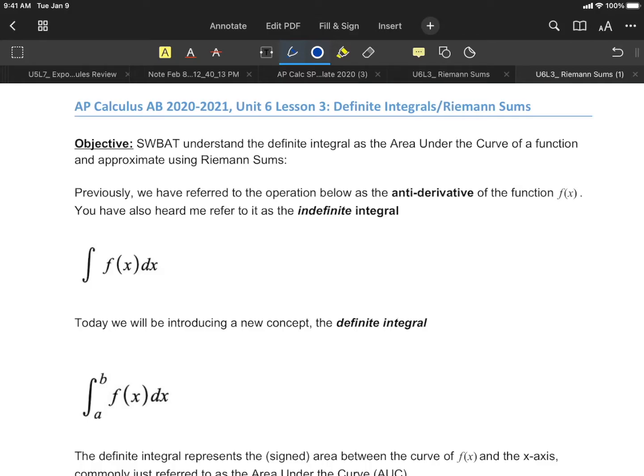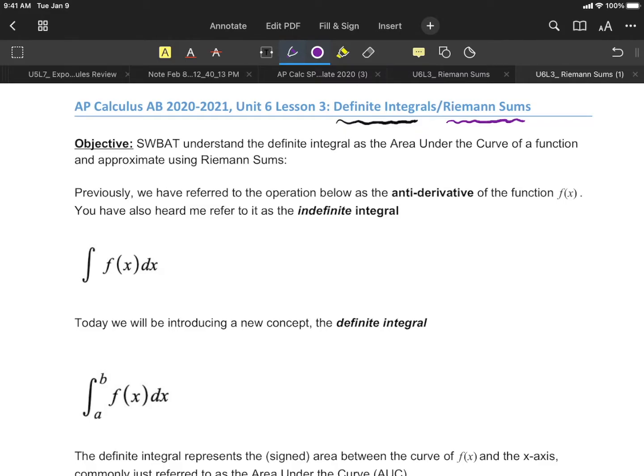All right, here we go. Unit 6, Lesson 3, Definite Integrals and Riemann sums. Riemann sums being a way of approximating definite integrals.